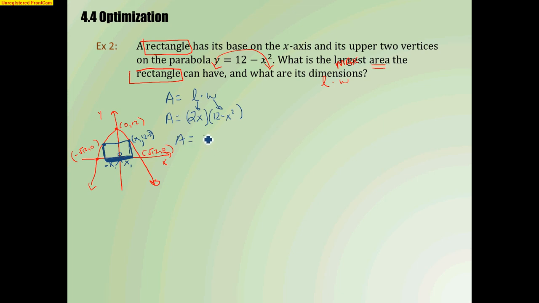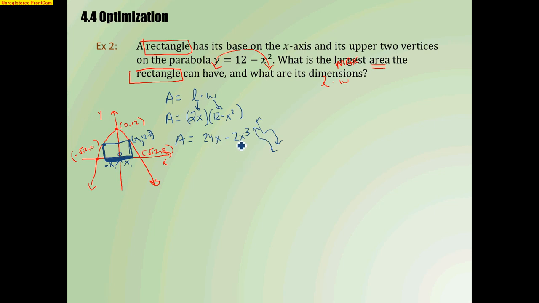So my area is just 24x minus 2x cubed, right? That's just a cubic with a negative leading coefficient. I know what that looks like, something like this, right? Maybe it has a max and min, maybe it doesn't, or it looks like that, I don't know.